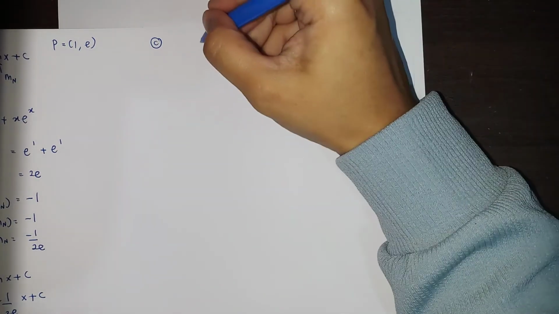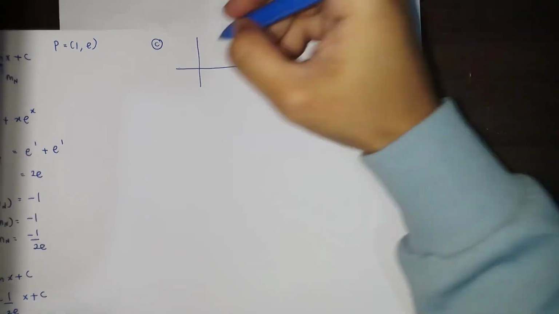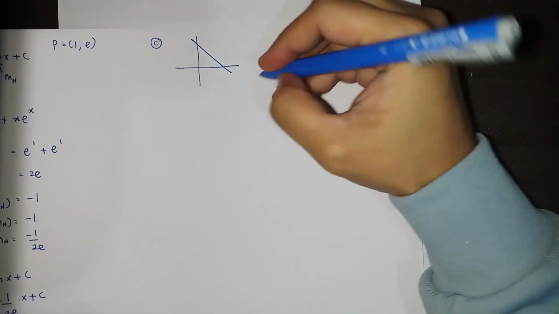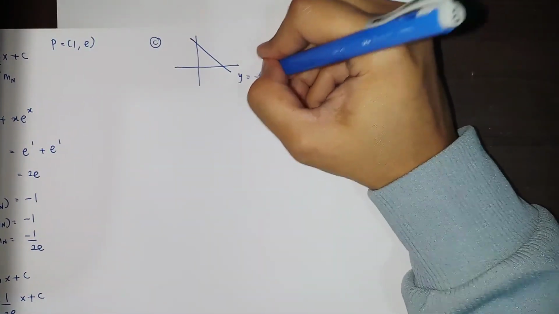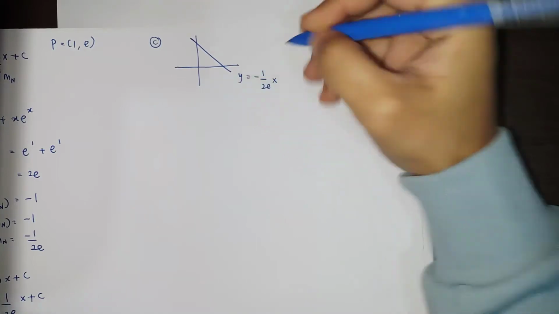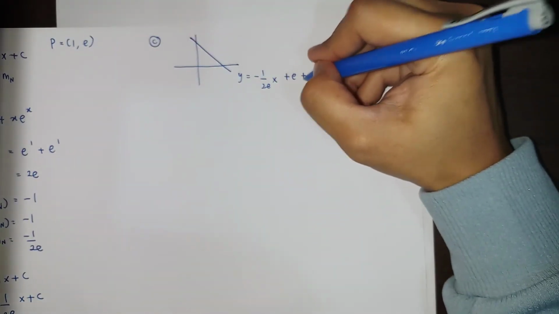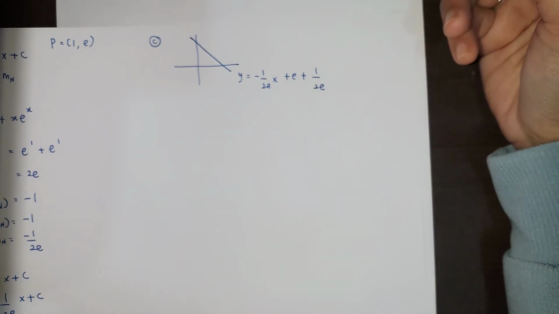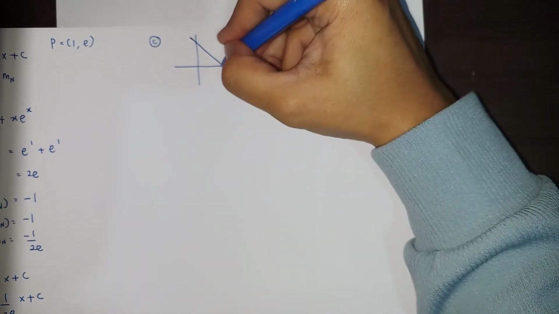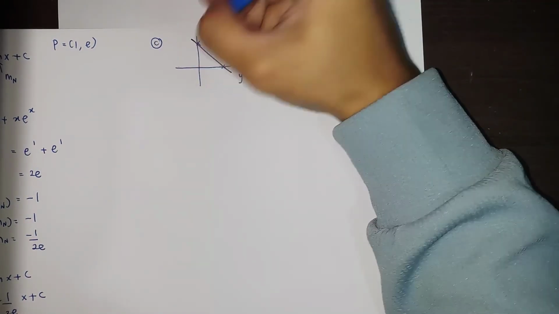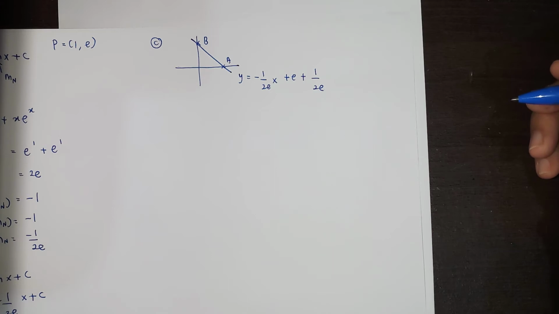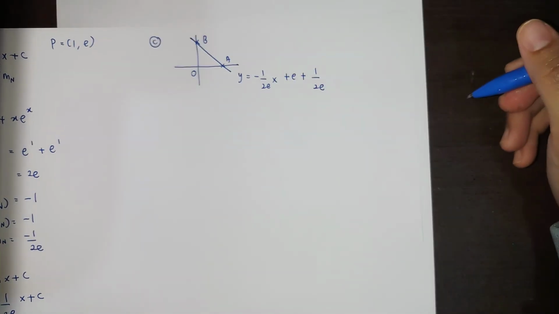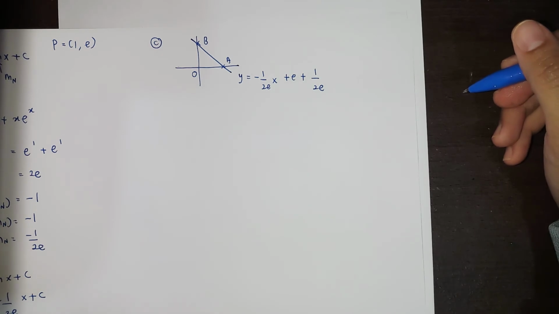If you want to draw, you can simply draw. Let's say this is your normal. What is the equation of the normal just now? y equals negative 1 over 2e x plus e plus 1 over 2e. So that line meets the x-axis at A, that is your A, and the y-axis at B, that is your B. I really suggest you draw or sketch a bit so that you can understand better. And this is just the origin O. Find in terms of e the area of triangle OAB.